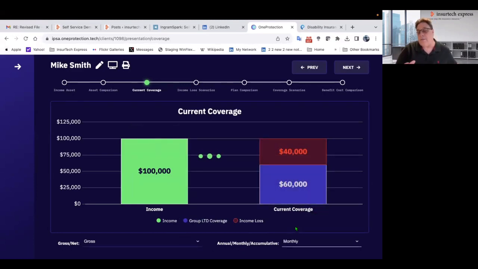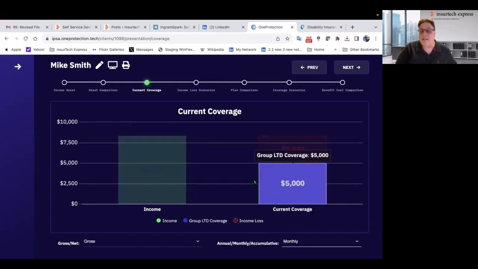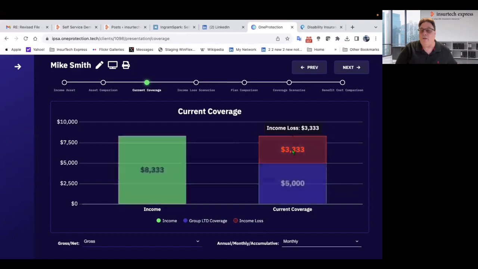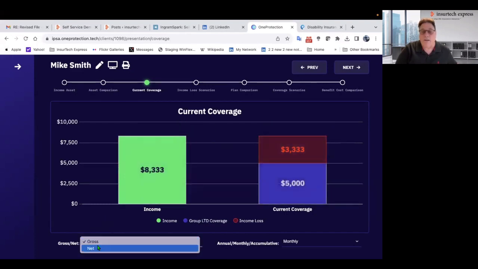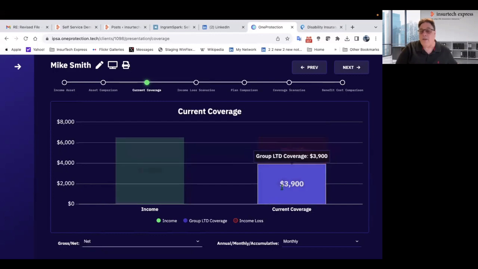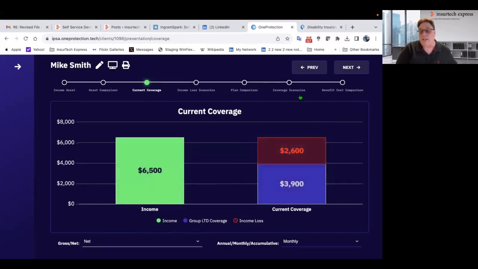Everyone looks at monthly income and expenses, and here's your monthly number. It's a maximum of $5,000 a month, and our loss that's not covered by work is $3,333. If we want to look at it net, that's after taxes: $6,500 of monthly income, $3,900 is covered by our group insurance, and $2,600 can be used to pay for bills we're not going to have unless we buy some insurance.